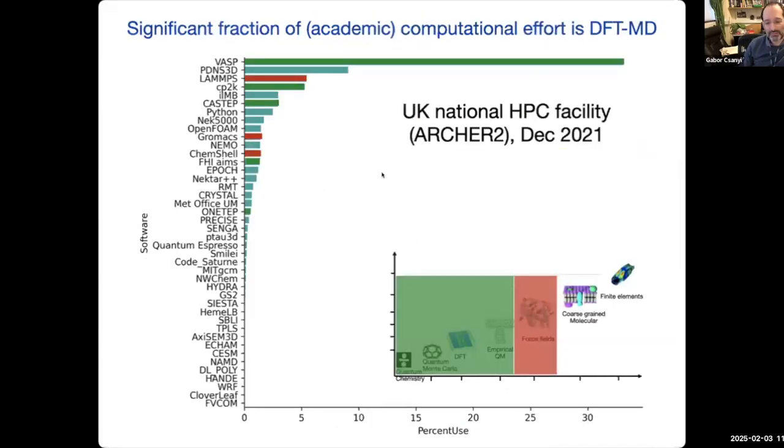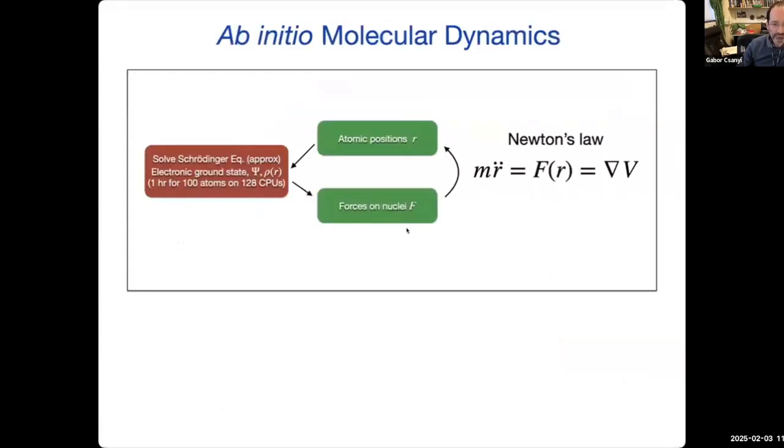Doing ab initio molecular dynamics is a huge part of computational science. So this is the fraction of use of the UK National Academic Computer Facility, and 35% of that is just straight DFT molecular dynamics with VASP. If you add up all the other blue bits, you get to about 40%. So 40% of the UK's academic computing is used to do ab initio MD.